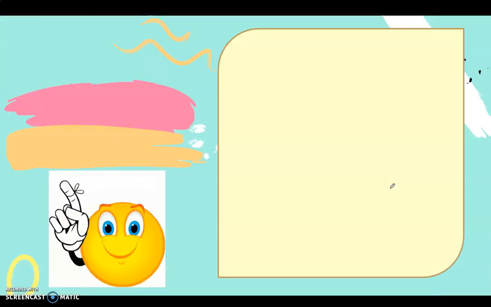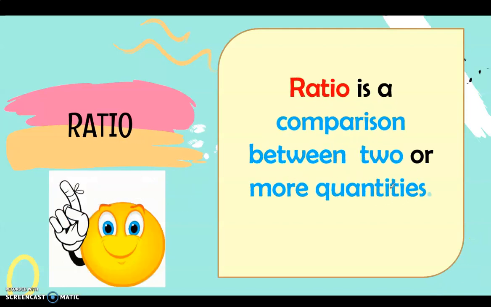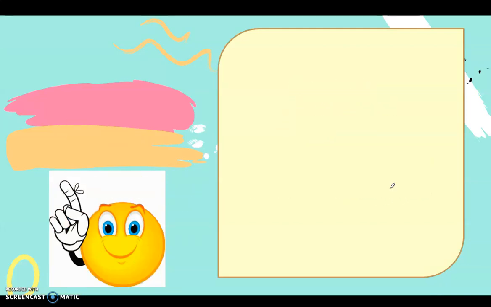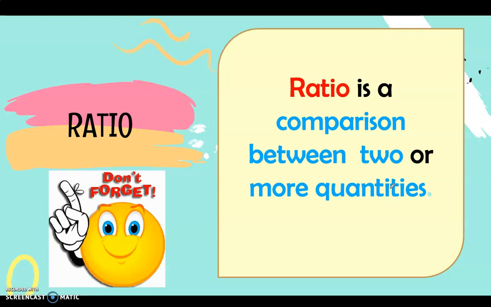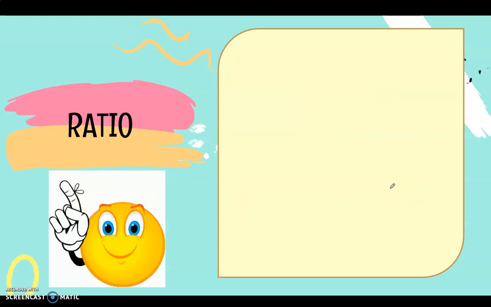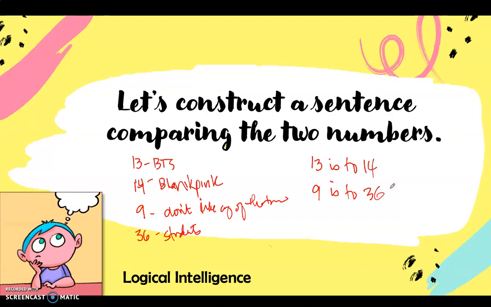Okay, what is ratio? When you say ratio, it is a comparison between two or more quantities, and each quantity is called a term. So if we have, for example, again, 13 is to 14, each term, which is the 13, and another term which is 14.